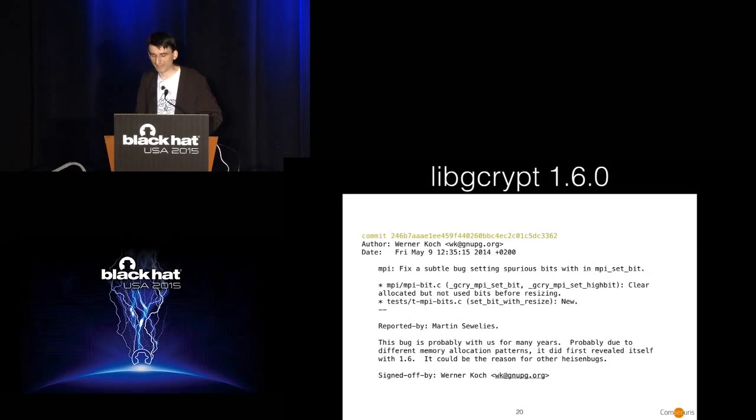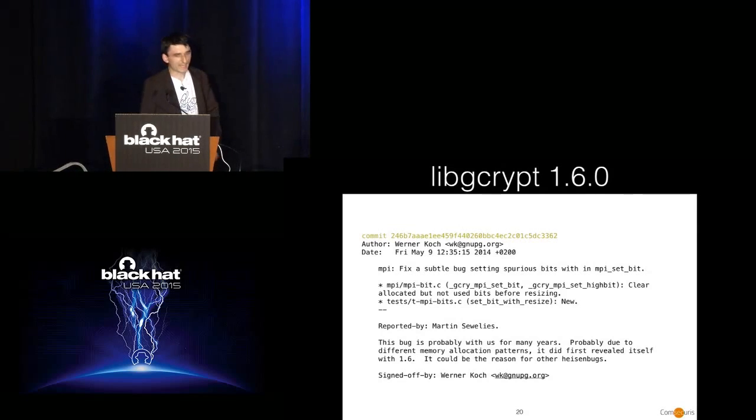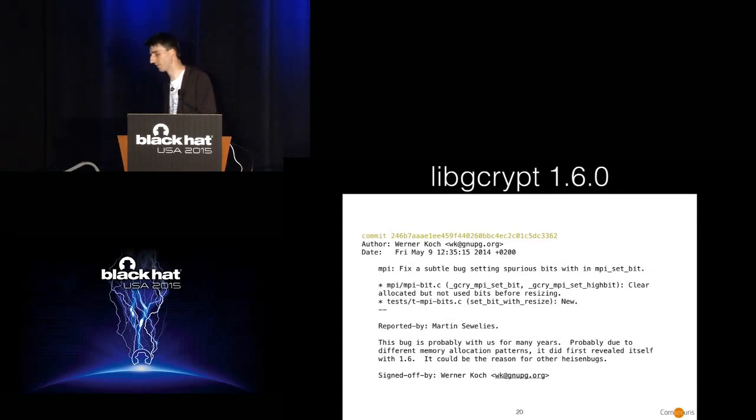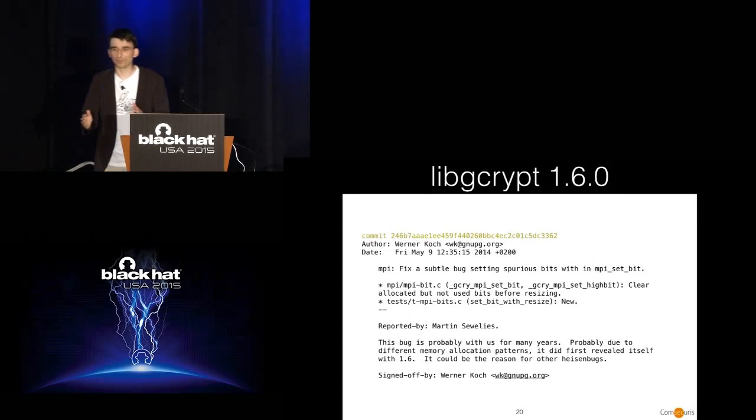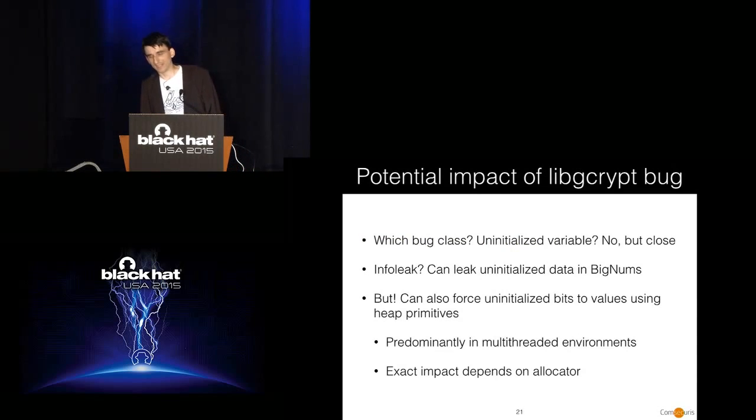if you read the commit log and you look at the code, it's a little bit hard to believe what's going on there. They have a routine for setting bits in a BigNum word, and they allocate the BigNum at some point, but they don't clear all the bits under certain circumstances. What that means is that you can end up leaking data from uninitialized regions of memory using that bug, but you can also force bits to values using heap primitives. That's predominantly in the multi-threaded environment case.